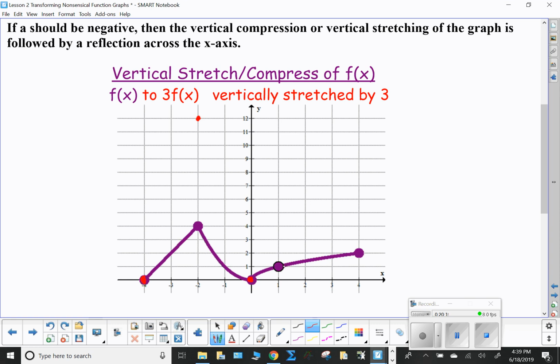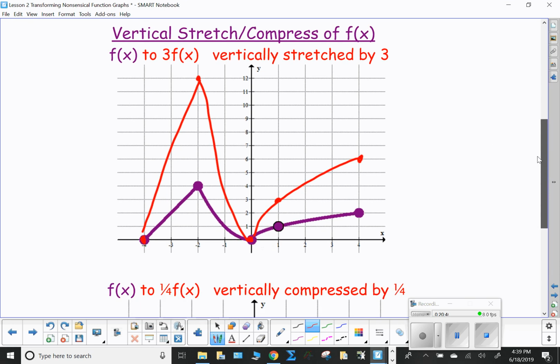Back down to 0. 3 times 1 is 3. 3 times 2 is 6. So here I am vertically stretching it. Did not change its width, just the height. Okay, just the height. I could stack 3 on top, 3 originals to get to this new one.